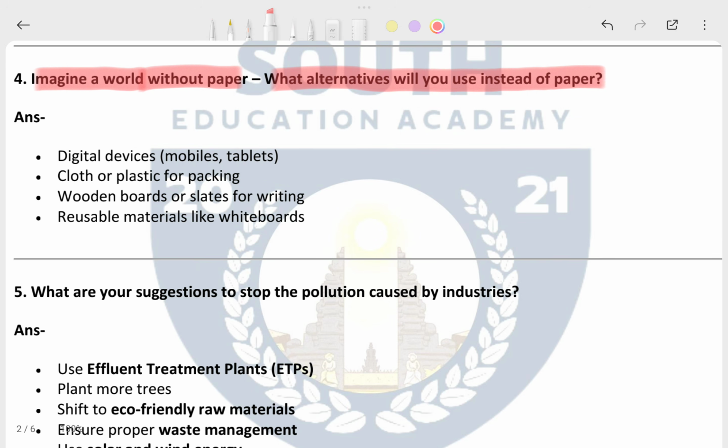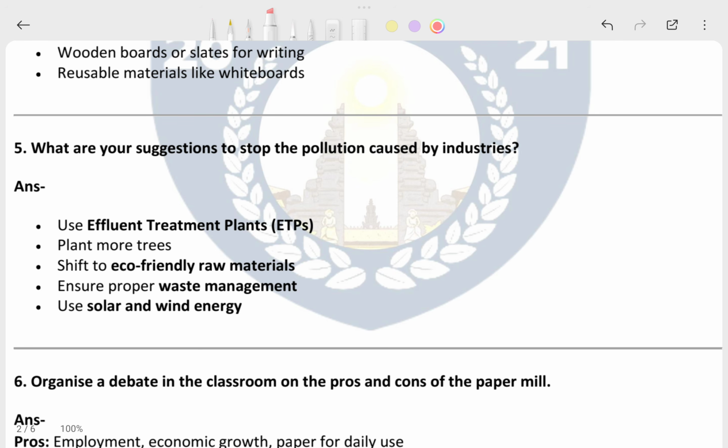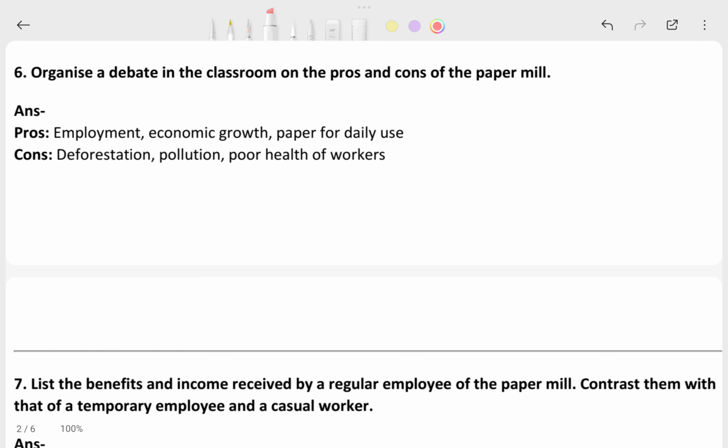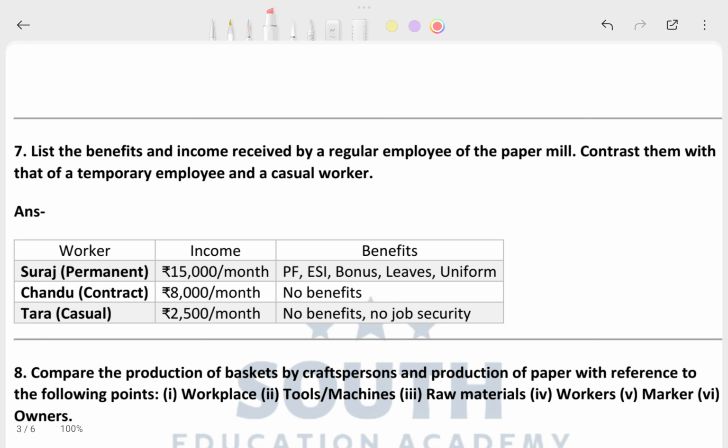Now, right. So this is the fifth question. What are your suggestions to stop the pollution caused by industry? So how can you stop the pollution which is caused by industry? So this is the fifth one, and then we will go through the sixth question. The sixth question: organize a debate in the classroom on the pros and cons of paper mills. You have to debate that one. This is the answer, and then we will go through the seventh one.